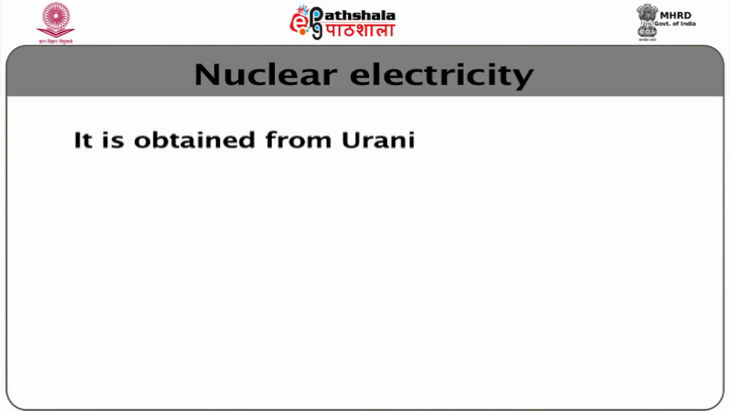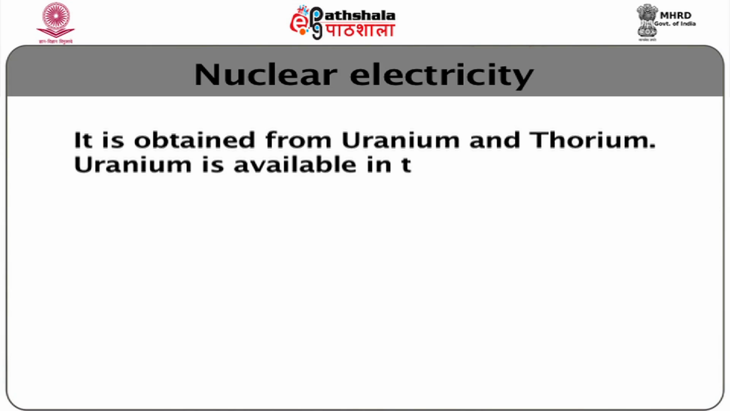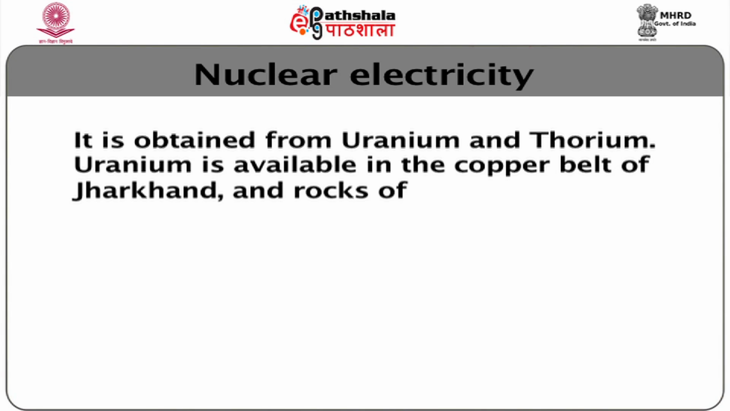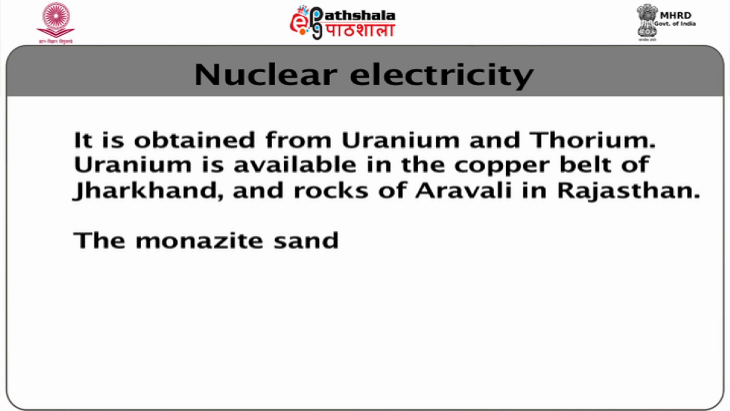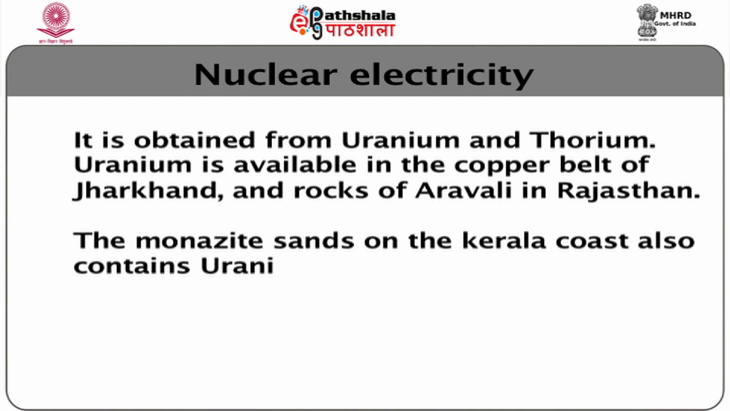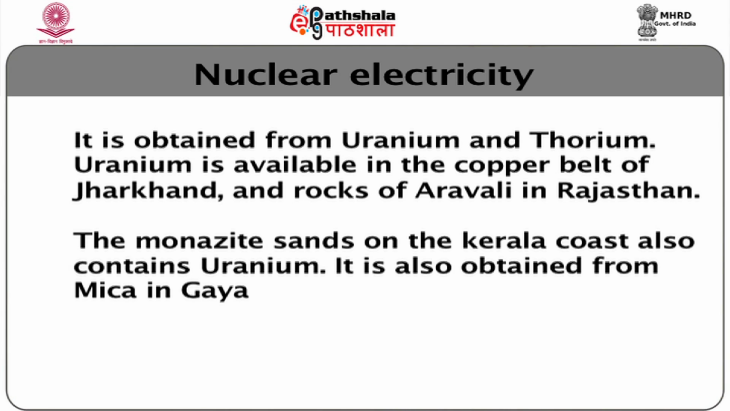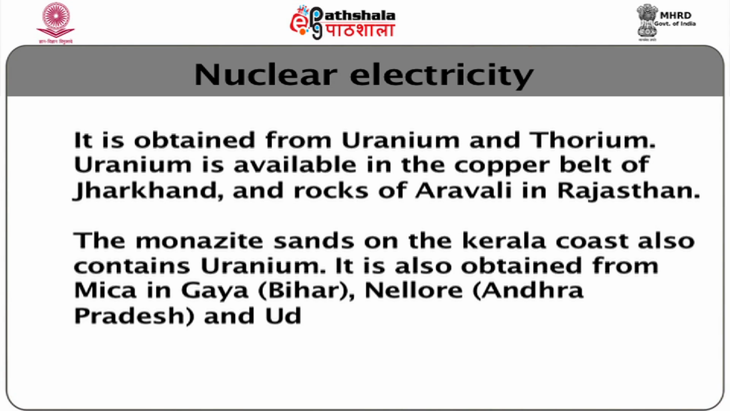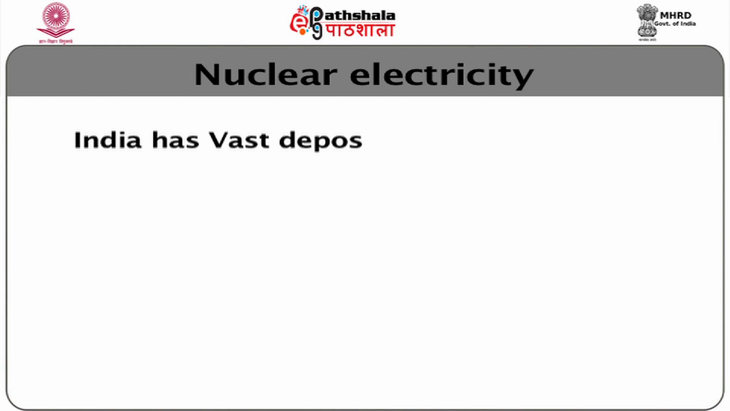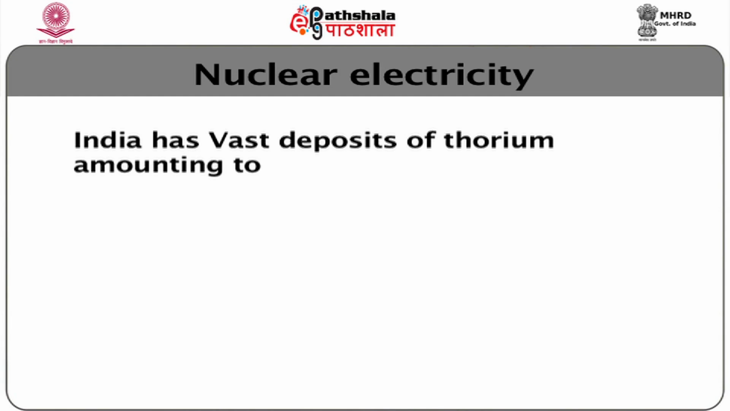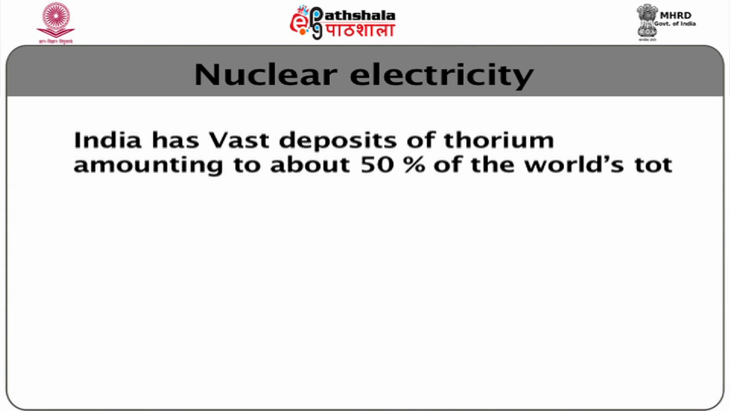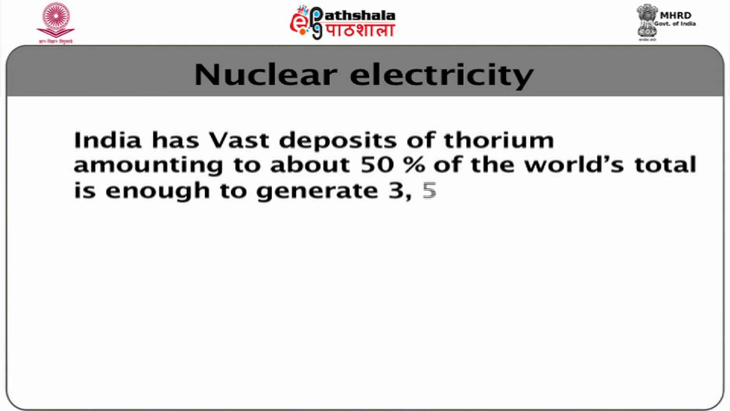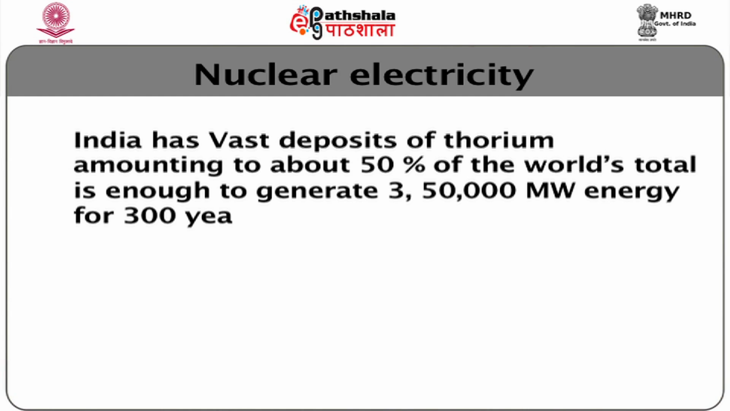It is obtained from uranium and thorium. Uranium is available in the copper belt of Jharkhand and the rocks of the Aravallis in Rajasthan. The monazite sands on the Kerala coast also contain uranium. It is also obtained from mica in Gaya and the Udaipur and Jaipur regions, besides parts of Andhra Pradesh. India has a vast repository of thorium, accounting for about 50% of the world's total, which is enough to generate a huge amount of electrical energy for the next 300 years.